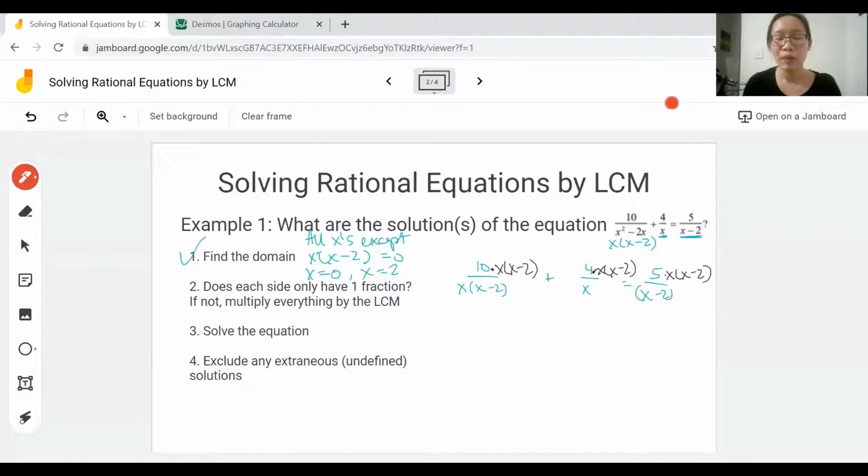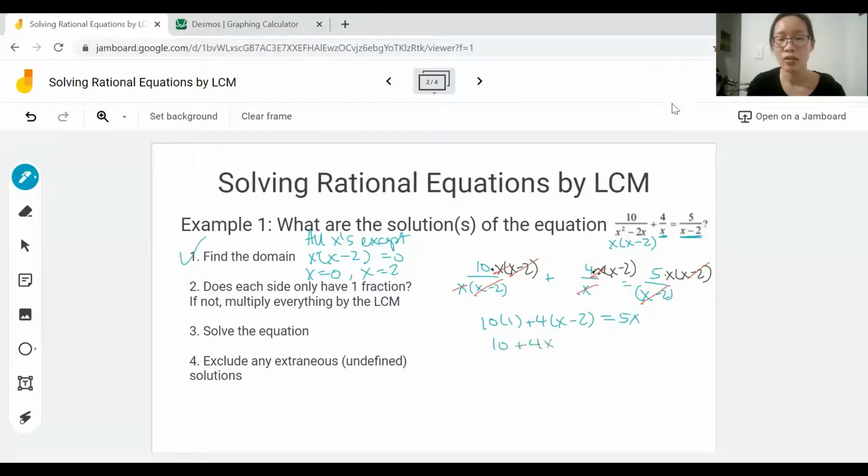Now that I've multiplied everything by the least common multiple, I can start canceling. So in my first term, I have an x and an x minus 2, and then in my second term, I can cancel the x's. In my third term, I can cancel the x minus 2's. That leaves me with 10 times 1 plus 4 times x minus 2 is equal to 5 times x.